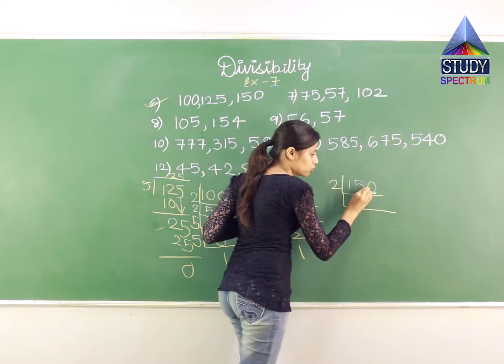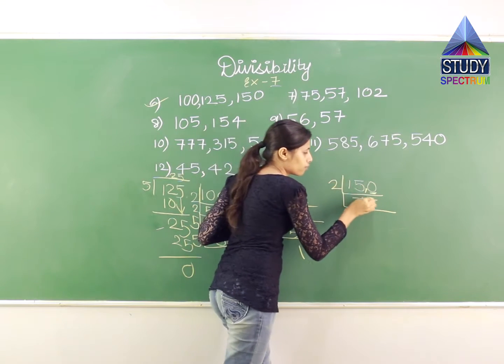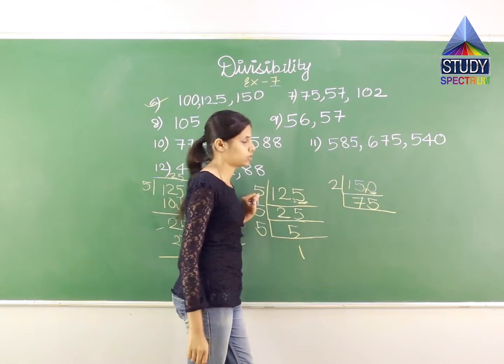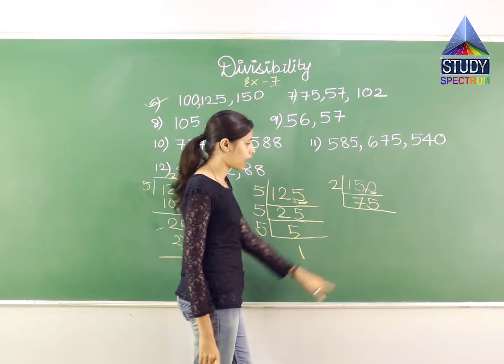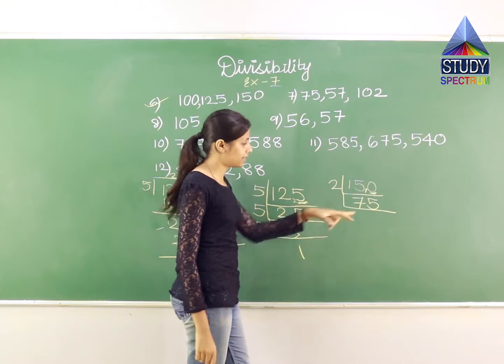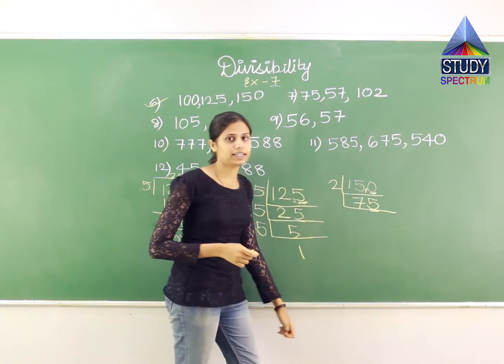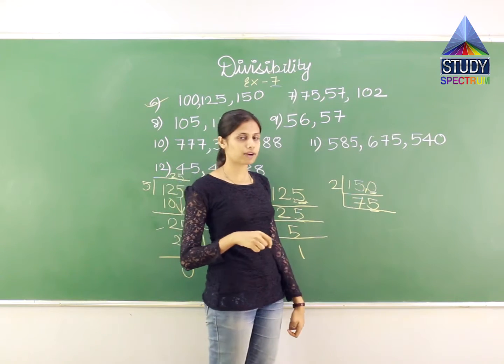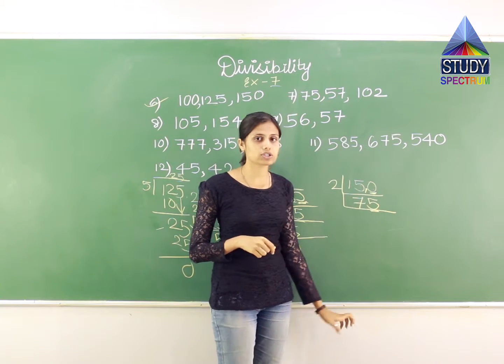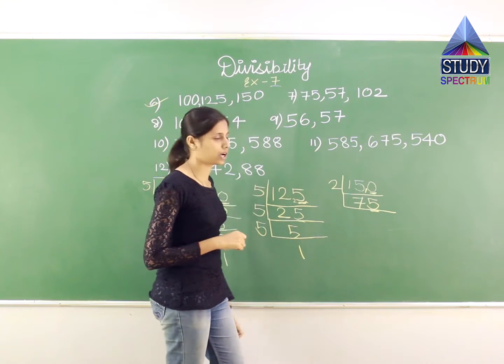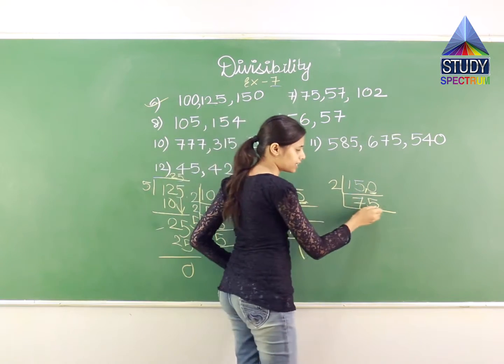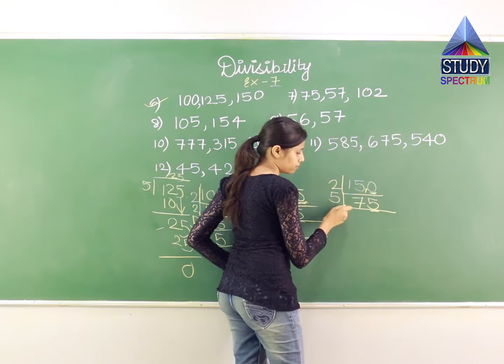So 1 I'll write here. 2 5s are 10. So I get 75. Now it is not divisible by 2, but it is divisible by 5, right? Because it has what at the end? 5 at the end. And the test of divisibility by 5 says if a number has 5 or 0 at the end, it can be divisible by 5. So 75 has 5 at the end, means it is divisible by 5.